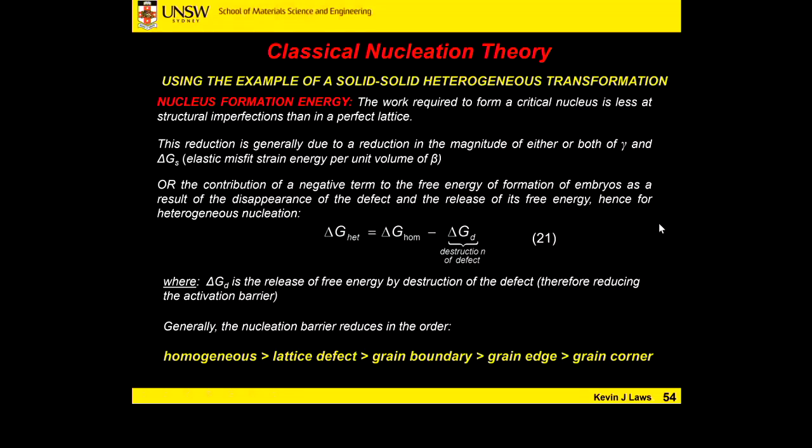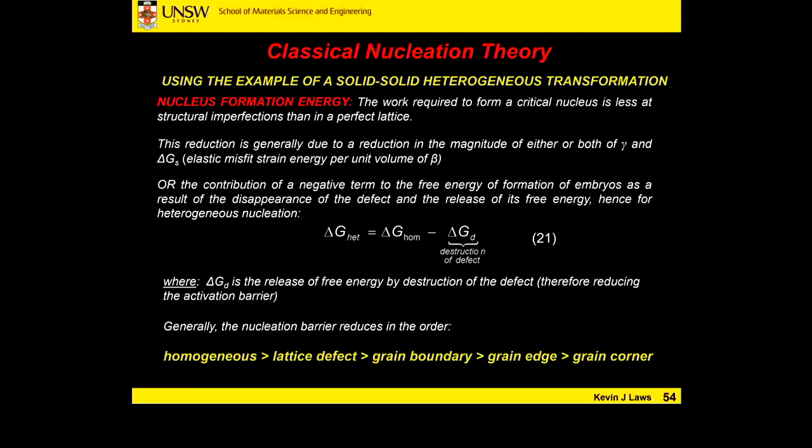It's a little bit more difficult to describe heterogeneous nucleation in terms of equations or components of equations when we're using particles and things like that in a solid-solid transformation. So basically what people have done with classic nucleation theory is used kind of an inverse relationship or a subtractive relationship. They basically say we can calculate the free energy of a homogeneous transformation. Now we're going to look at the inverse of that and see what energy it would take to actually get rid of that defect, the destruction of that defect. And we're going to call this our delta G for heterogeneous nucleation. So delta G is this release of free energy by the destruction of the defect, therefore reducing that activation barrier.